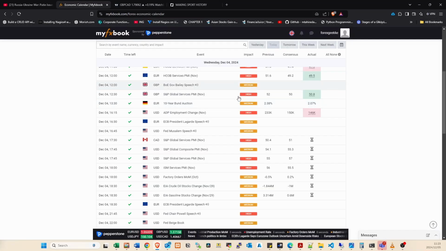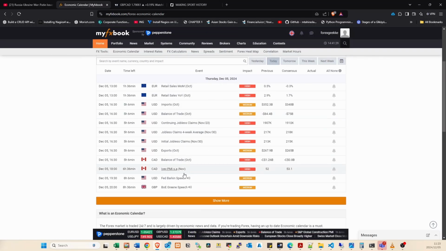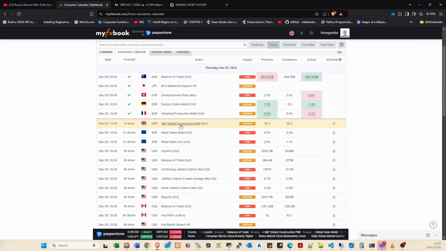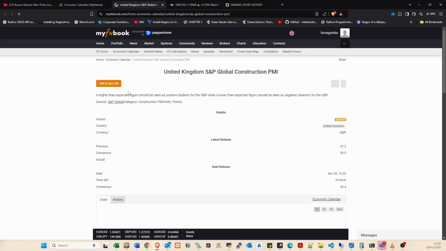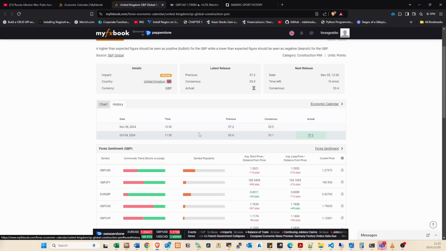So from here, then you just come here and look at the calendar, see if there's something that could catalyze the market movement. So this is the pound. Currently you can see we have the Global S&P Construction PMI. What is this? We'll just take a look at it. For this one, you know that if you have a higher than expected figure, that's positive, bullish for the pound, and a lower figure should be seen as negative. So let's see how this one will be looking.